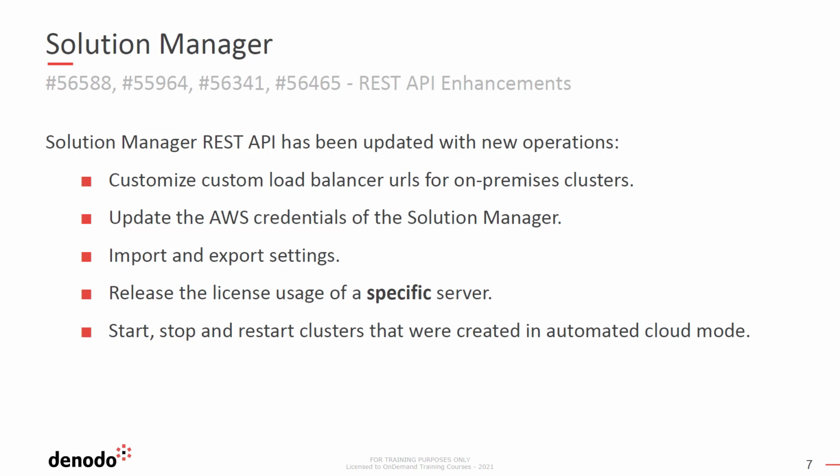The URLs of the load balancers for different Denodo platform components can now be specified and used with the REST API. Next, the AWS credentials can now be easily updated with the API. Apart from the graphical action, the settings which are configured by the users in Solution Manager can be imported or exported using the import-export operation.